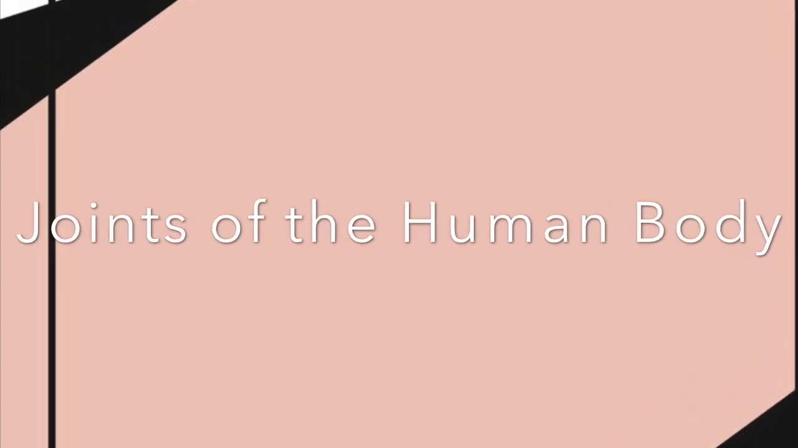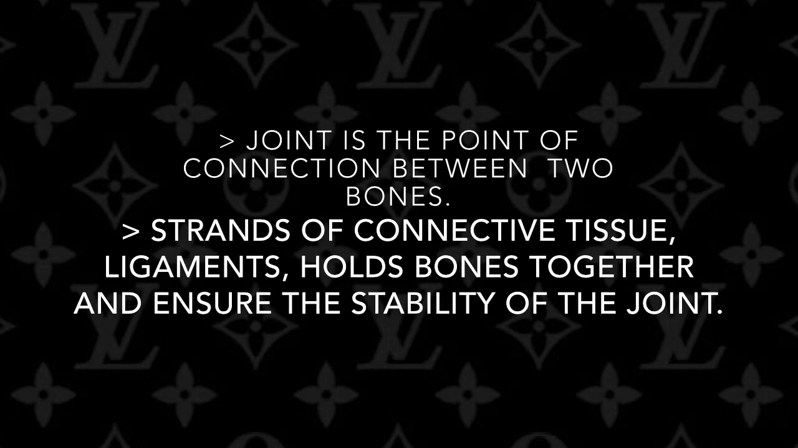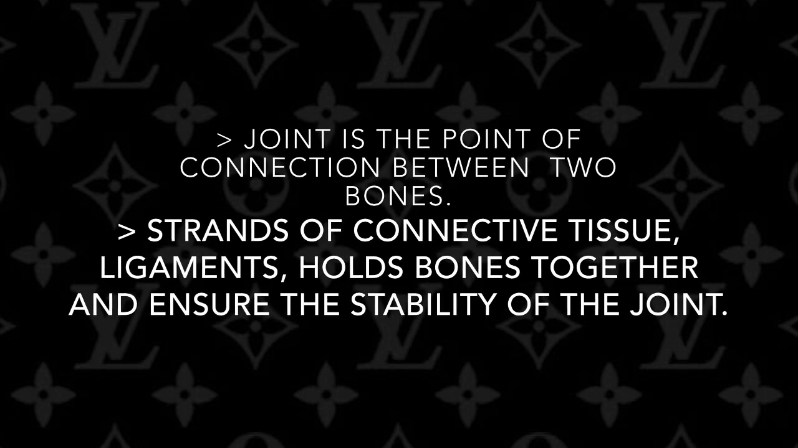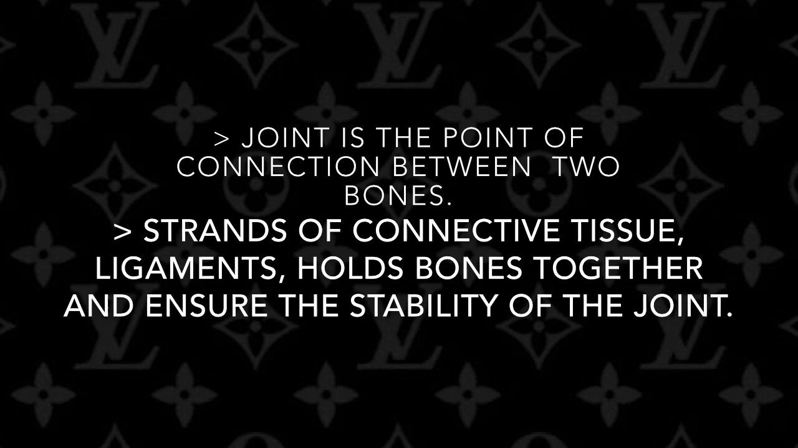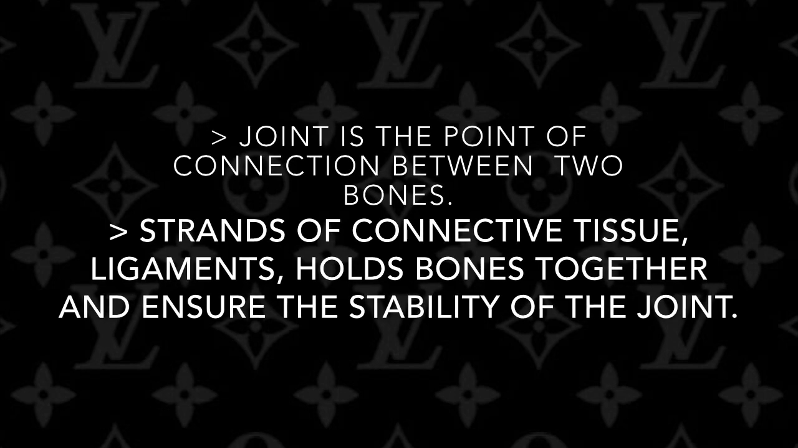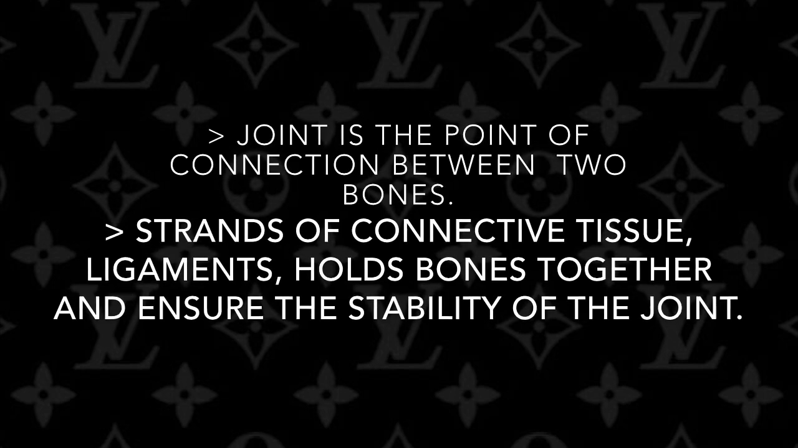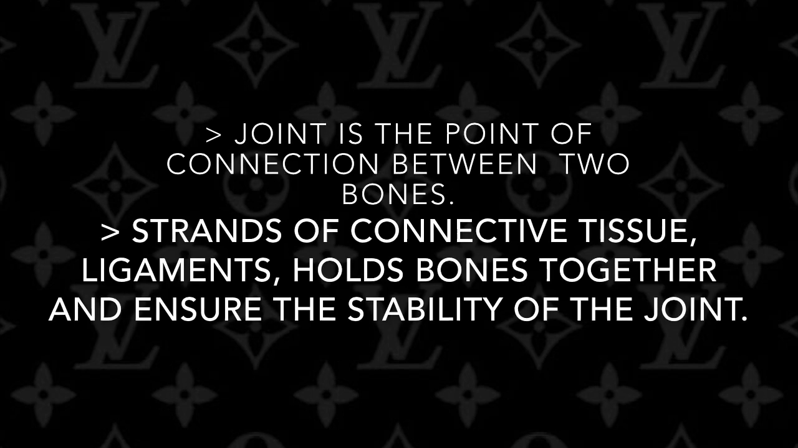Joints of the human body. A joint is the point of connection between two bones. Strands of connective tissue, ligaments, hold bones together and ensure the stability of the joint.